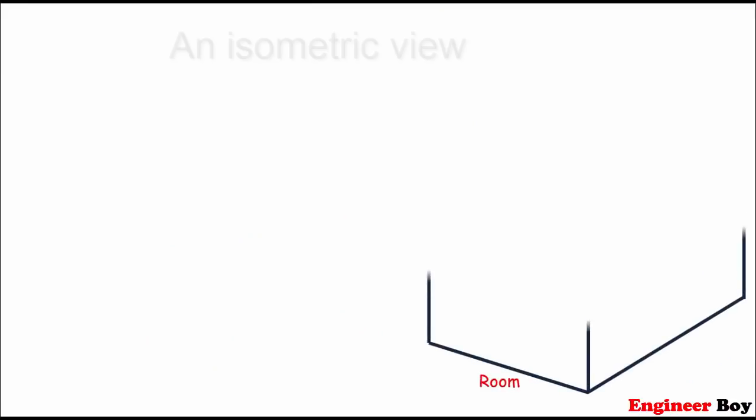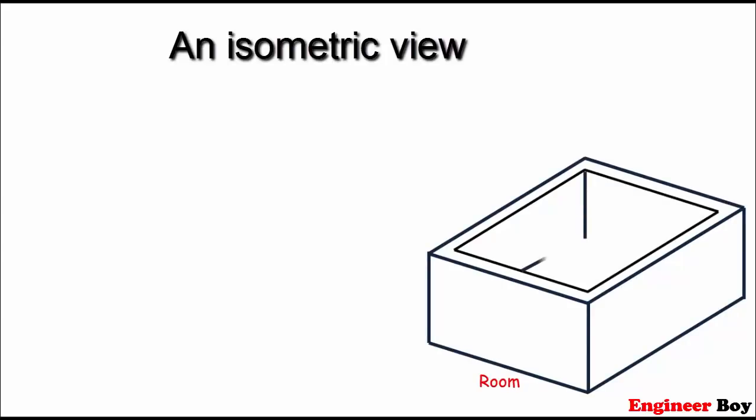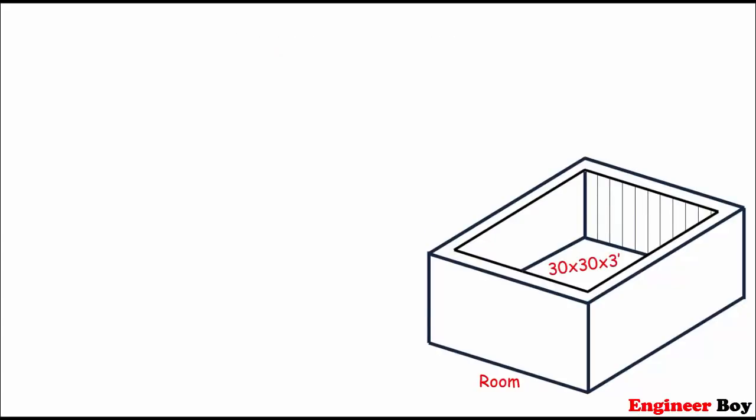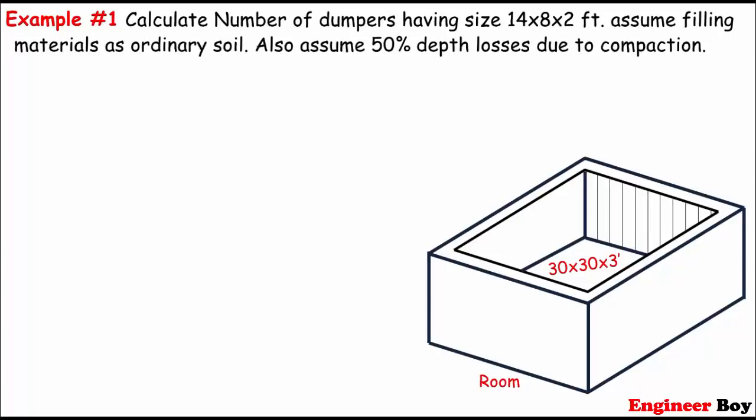Let's suppose we have a room. This is just the isometric view of the room. Let me draw it. Let's say this one. This is just a simple room, 30 times 30 times 3. This is the size of the room, suppose. Now, if we are asked to determine the number of dumpers or trucks, having size 14 times 8 times 2 feet. We are also informed to assume the filling material is ordinary soil. Also assume 50% depth loss due to compaction.